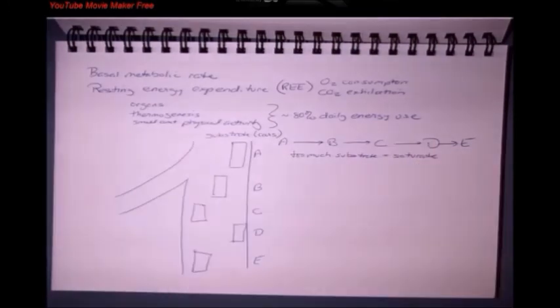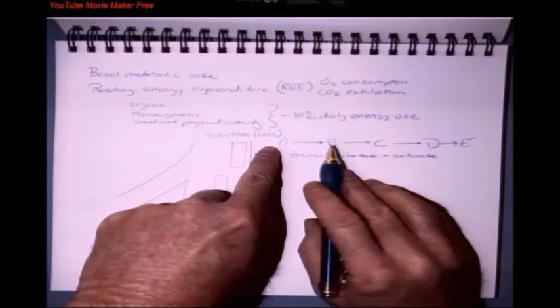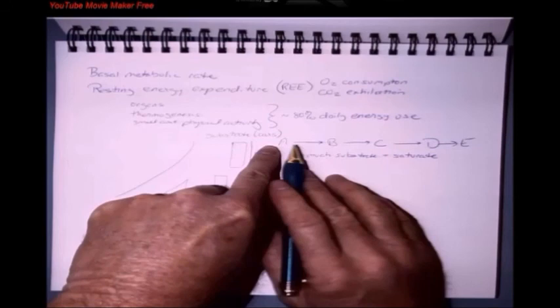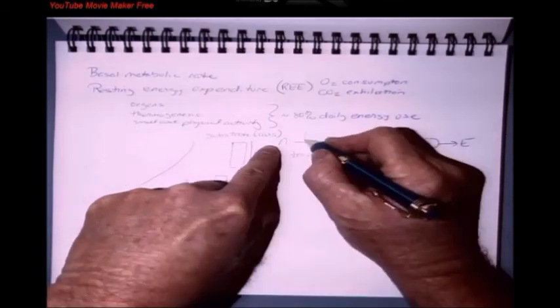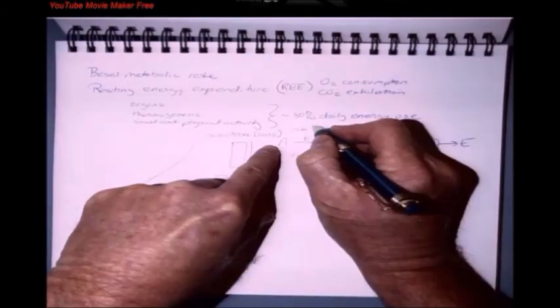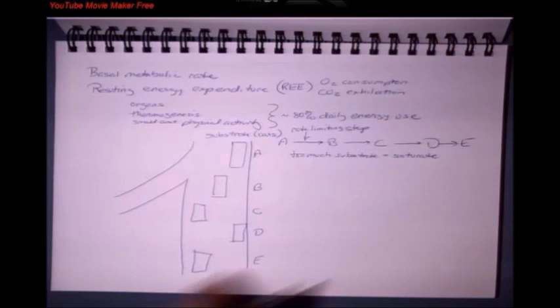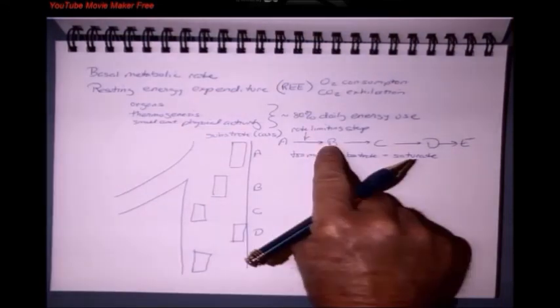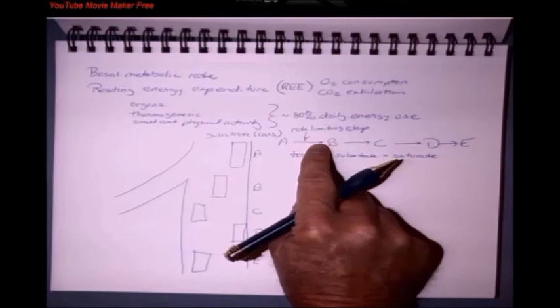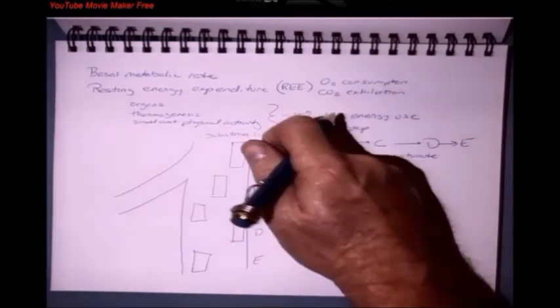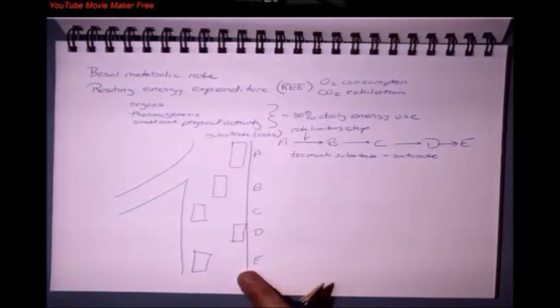If you increase the amount of A to make B to make C, D, and E, you're going to slow this reaction down because you've maximized it, and this becomes what is called your rate limiting step. It's your rate limiting step because all of these are working as fast as they can. This is working as fast as it can, but you have an excess of substrate. So with an excess of cars, the limitation of these cars moving is the width of that road.